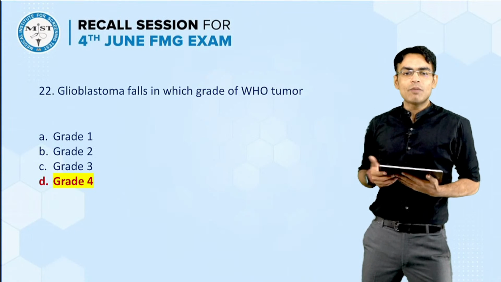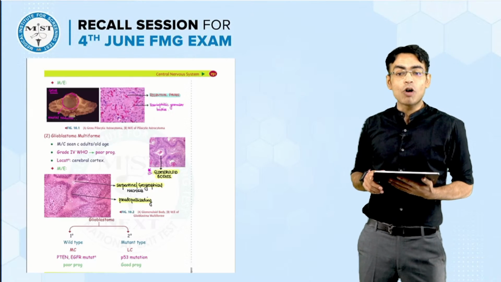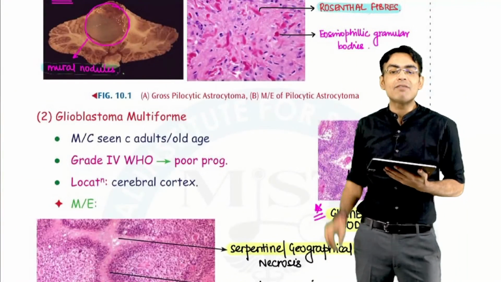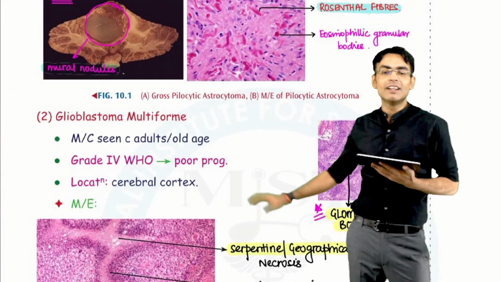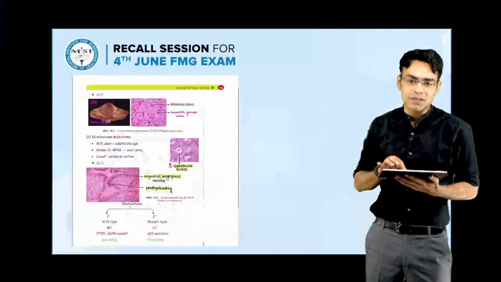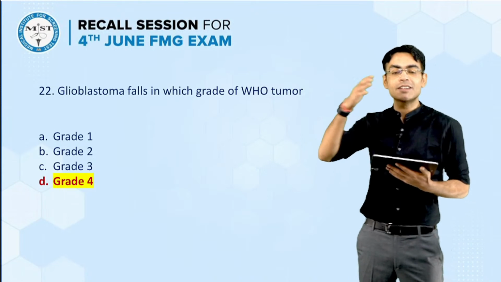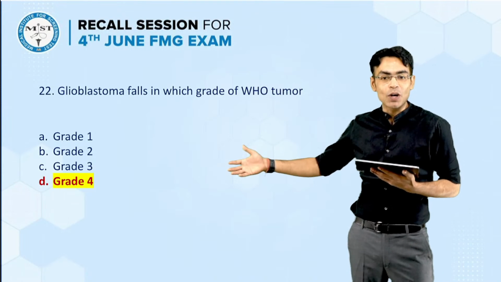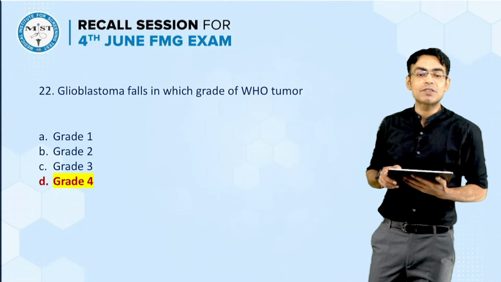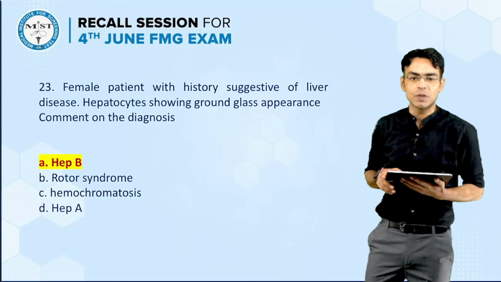Then, glioblastoma falls in which grade of WHO tumor? Very direct question. Glioblastoma multiforme, one of the worst prognosis tumors, and we have written this in our notes very clearly that it's a grade 4 WHO tumor. It has a very poor prognosis. So the gliomas are astrocytomas, oligodendrogliomas, and then your glioblastomas. This falls in the category grade 4, very poor prognosis, which we have written in the notes as well.